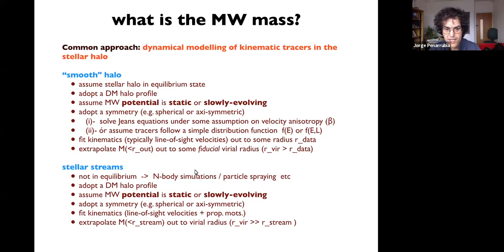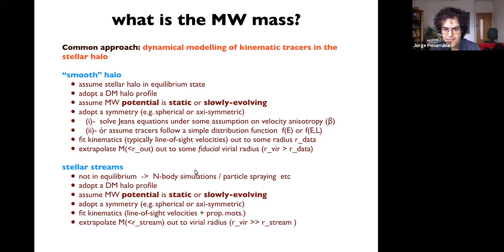Assume again that the potential is static or slowly evolving. And then you have to adopt a symmetry for the potential, typically spherical or axisymmetric, with a fixed axis ratio or a varying axis ratio. And then you solve the Jeans equations under some assumption on velocity isotropy, or assume that the tracers follow some simple distribution function, which can be isotropic, or it can depend on the angular momentum.